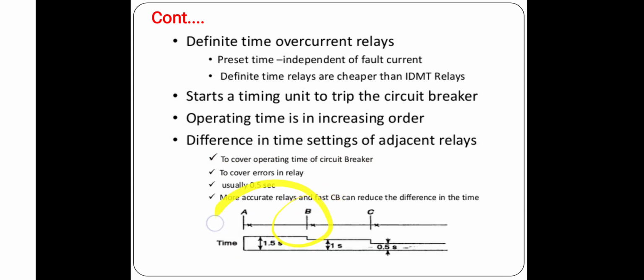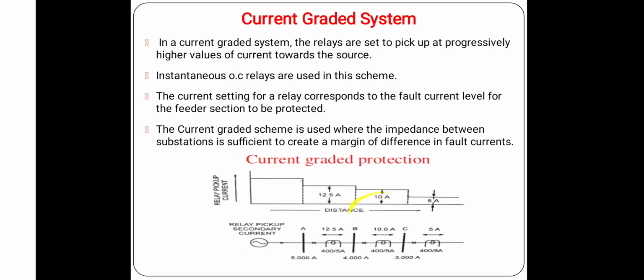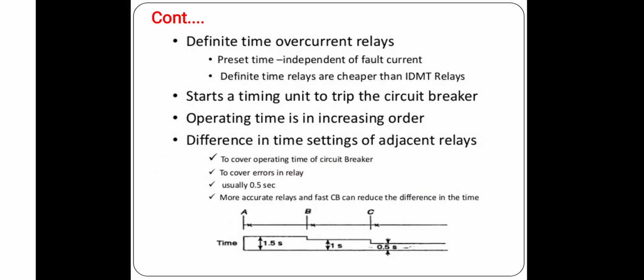That means these two relays are this time in reset condition. If the relay or circuit breaker at C fails to operate, the fault remains uncleared, and in this situation after 1 second the relay at B will operate and the circuit breaker at B will trip.